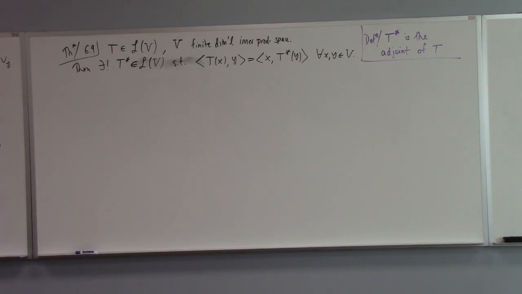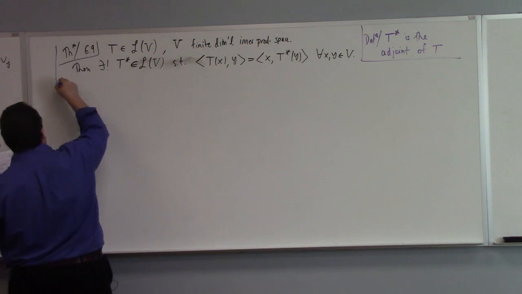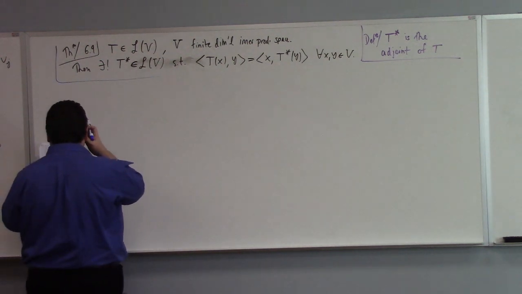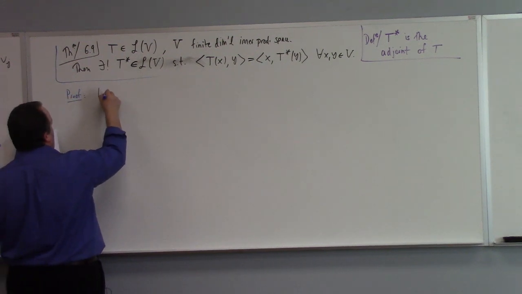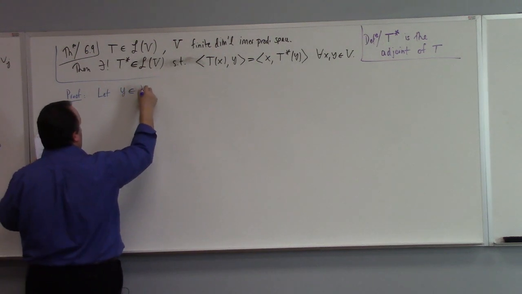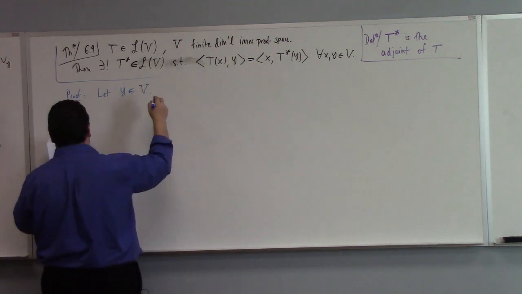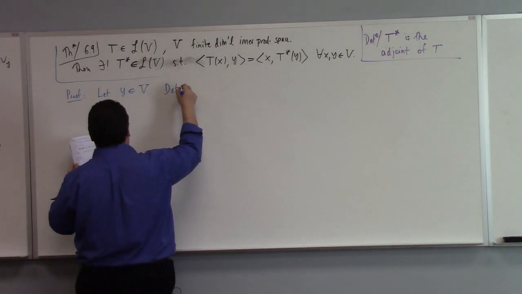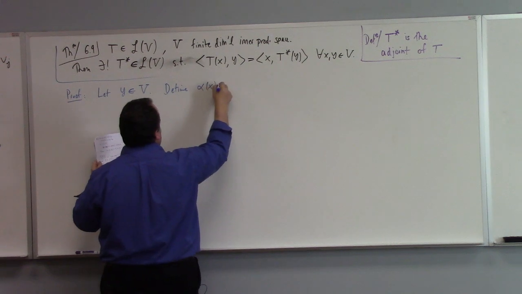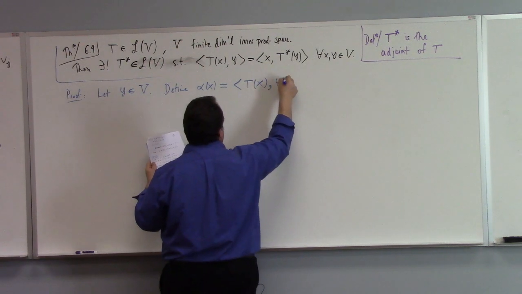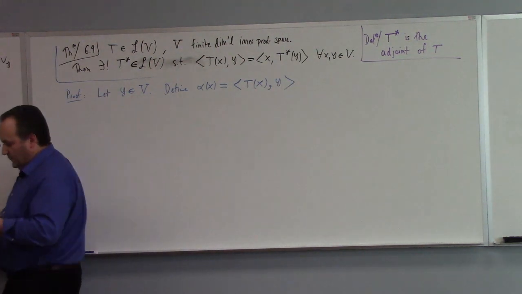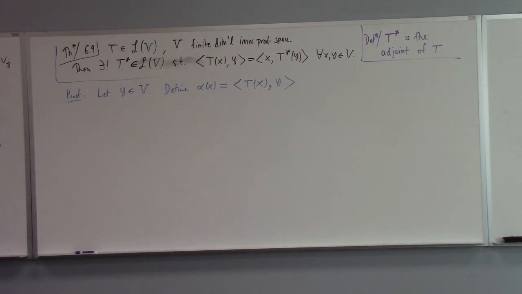So we'll go through the proof here. Let y be an element of V. Define alpha of x as equal to the inner product of T of x comma y. So y is fixed in this argument, and this is for all x in V.